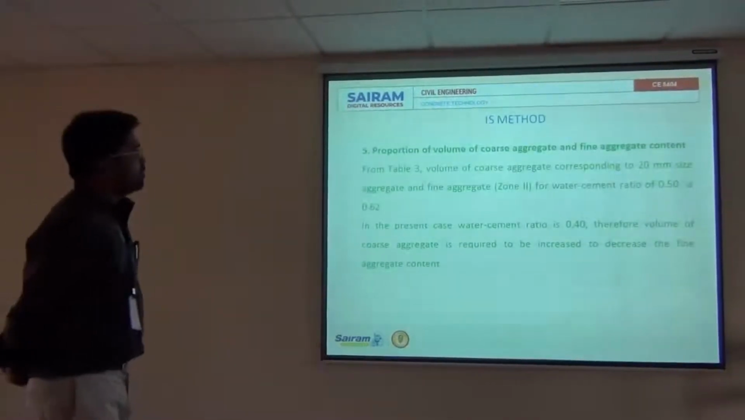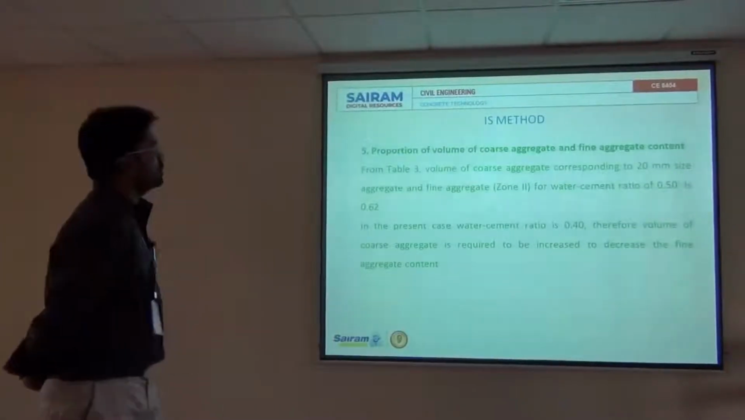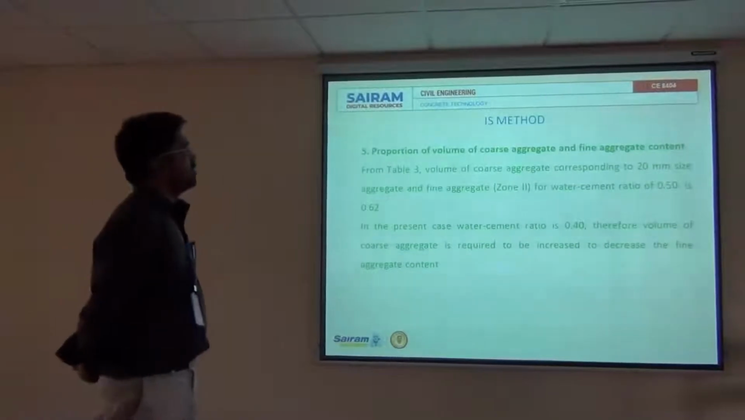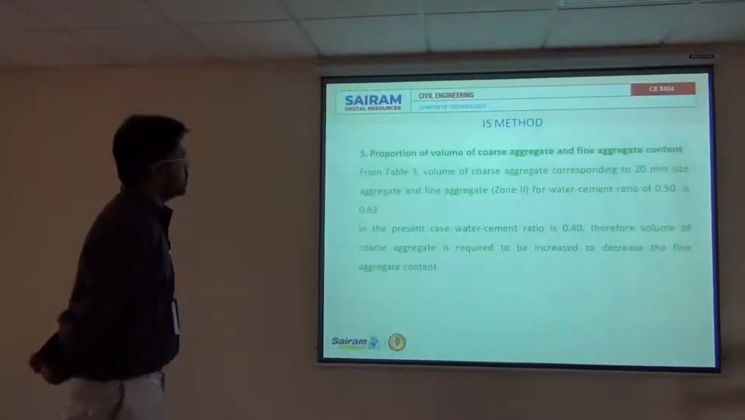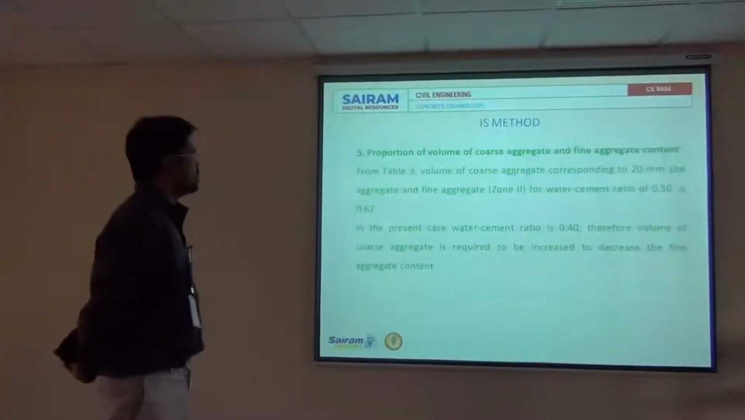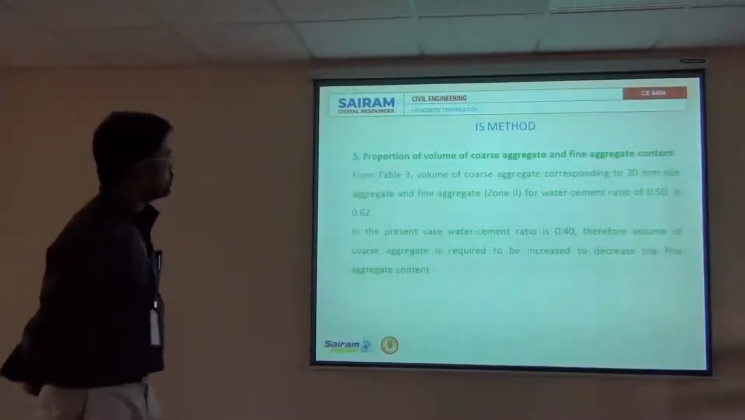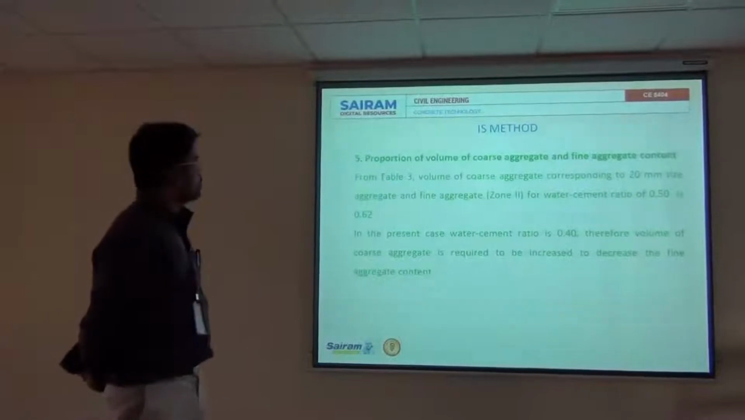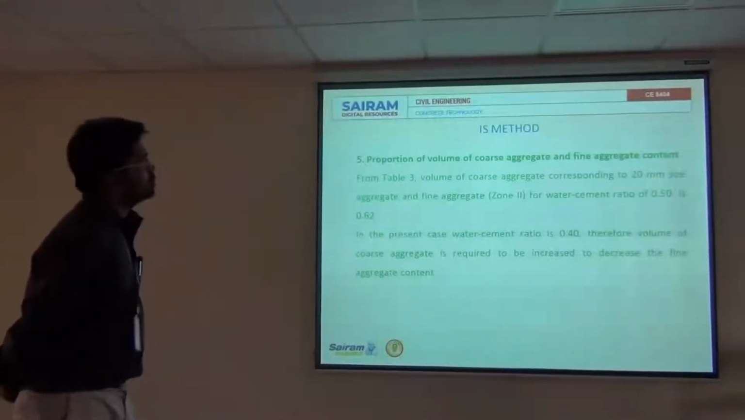Then you go for the volume of coarse aggregate and fine aggregate proportions. What proportions are you using? Basically the mix proportions will be cement, fine aggregate and coarse aggregate. So here, using cement, what will be the coarse aggregate and fine aggregate proportions? In that case, from table 3, the volume of coarse aggregate corresponding to 20 mm size aggregate and fine aggregate zone 2, for water cement ratio 0.5, is 0.6. You can refer to table 3 of IS 10262:2009.